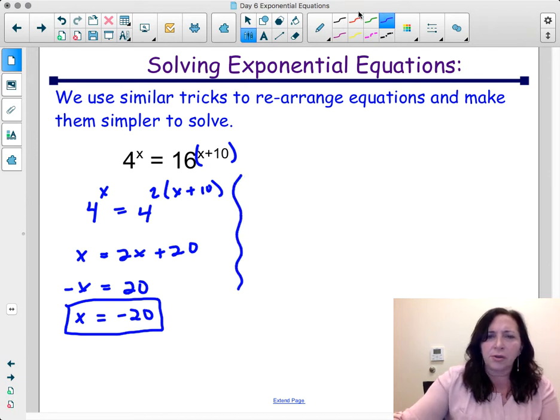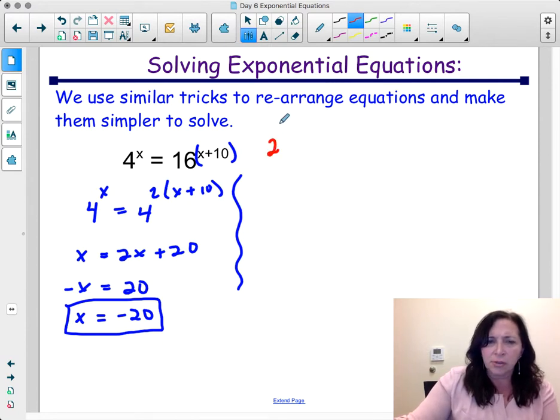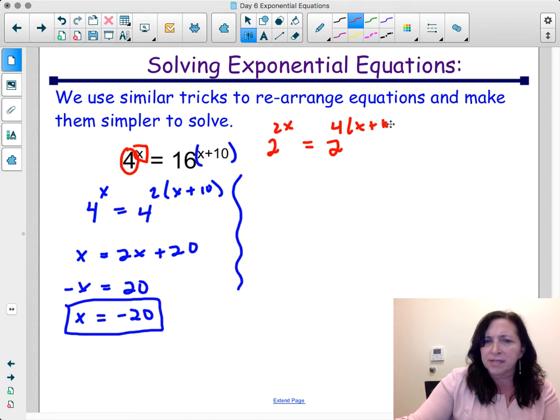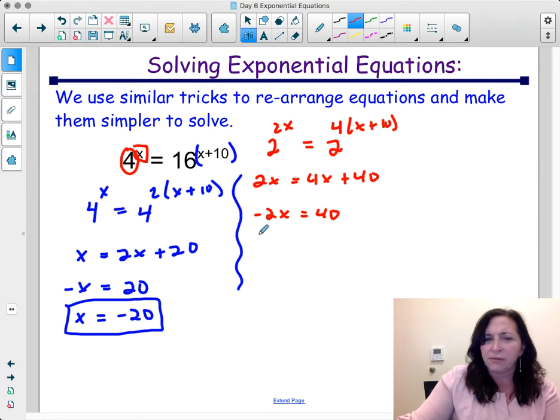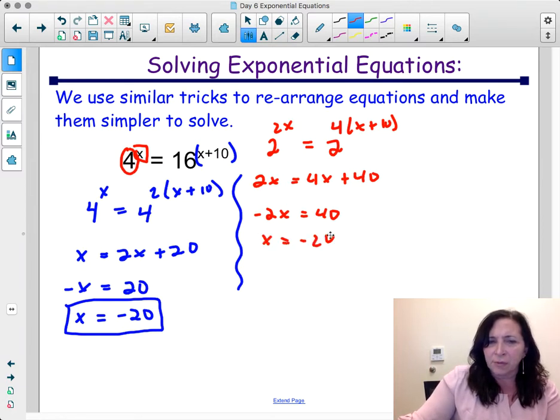I just do want to show you how to do this by breaking it down to 2's. So this would be 2 to the 2x, right? The 4 would be 2 squared, and then the x would still be here, is equal to, let's see, 16 is actually 2 to the 4th power, but you still have the x plus 10 here. Bases are the same. 2x equals 4x plus 40. I'm going to subtract 4x. So I'm going to get negative 2x is equal to 40. I'm going to divide by negative 2, and then I'm going to get x equals negative 20 again.